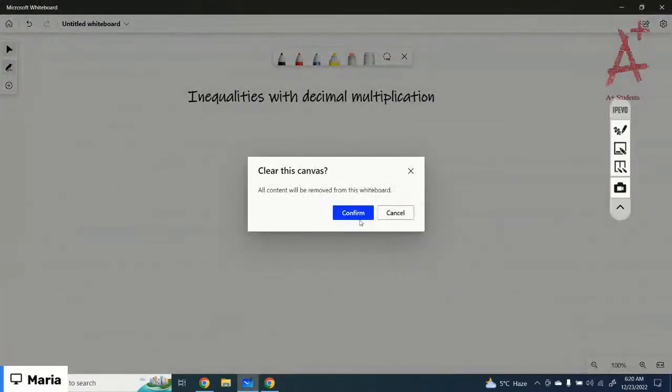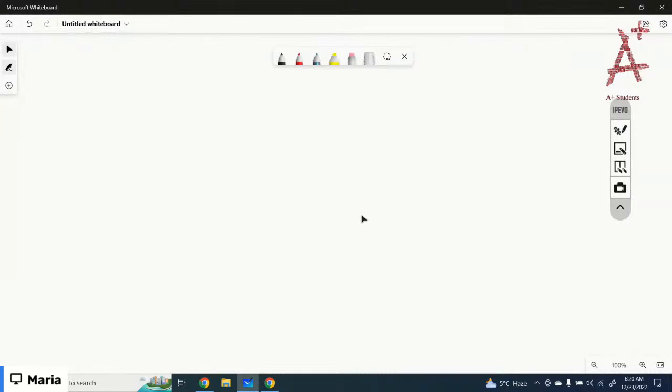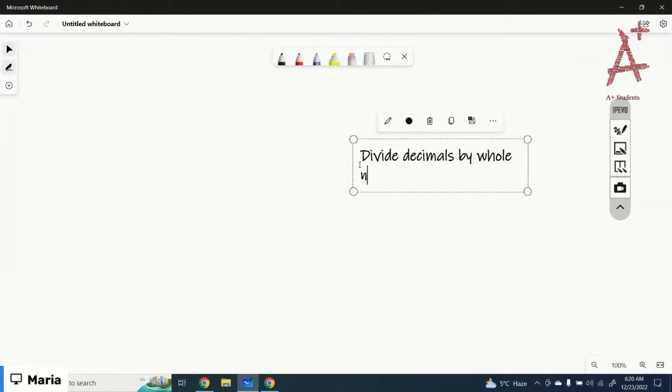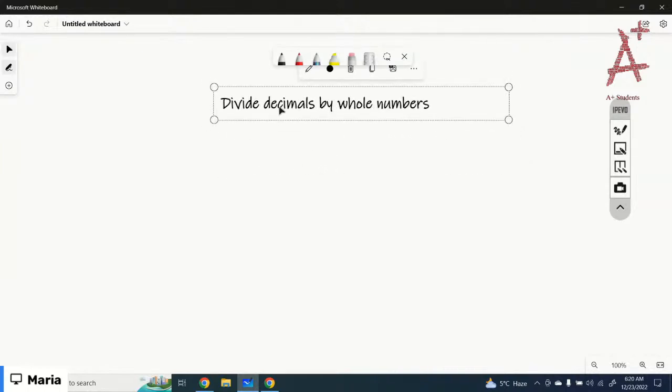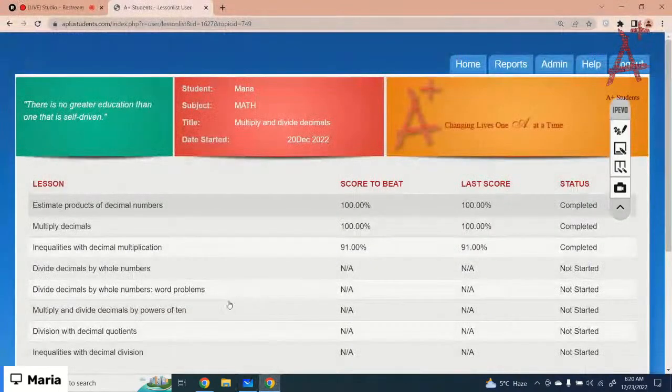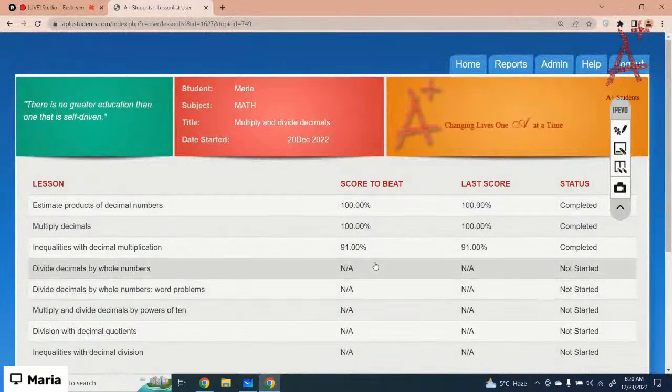And the next lesson is divide decimals by whole numbers. So let's start with divide decimals by whole numbers. Here it is, divide decimals by whole numbers.